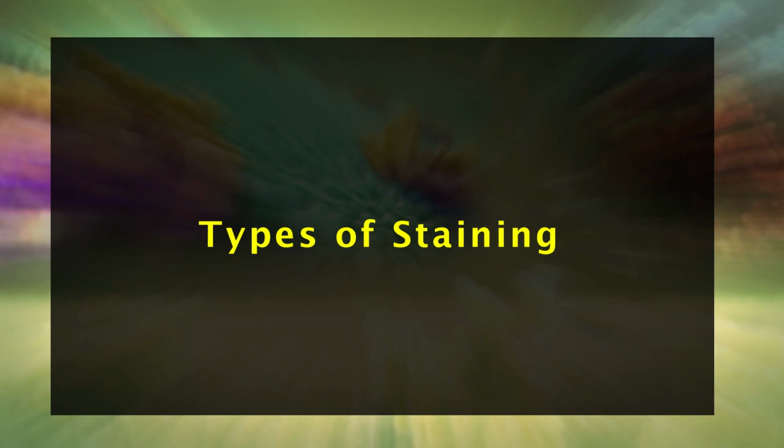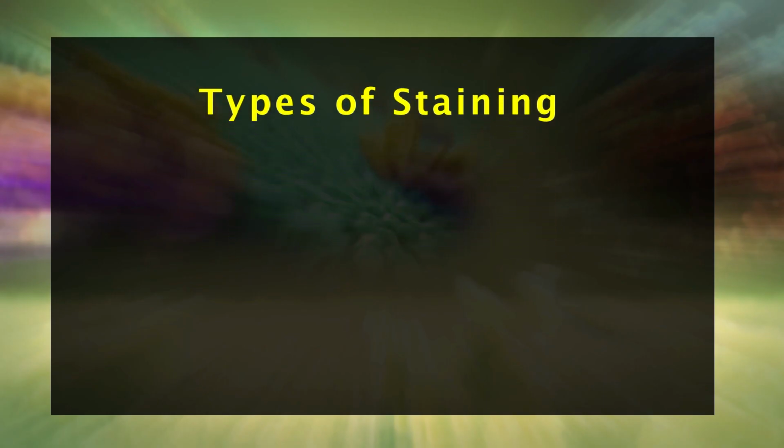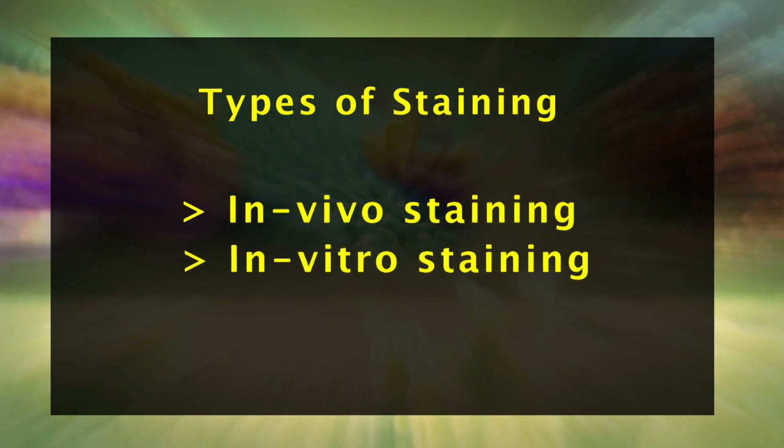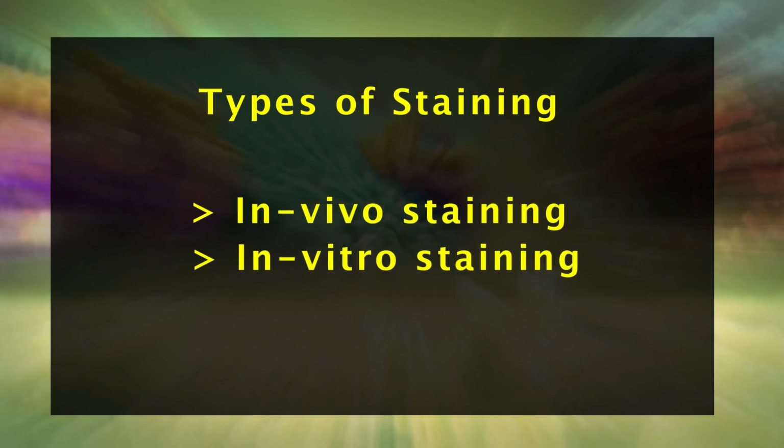Number 1. Types of staining. There are two types of staining techniques: in vivo staining and in vitro staining. In vivo staining refers to the staining of a biological matter while it is still alive. In vitro staining refers to the staining technique where the biological matter is non-living.